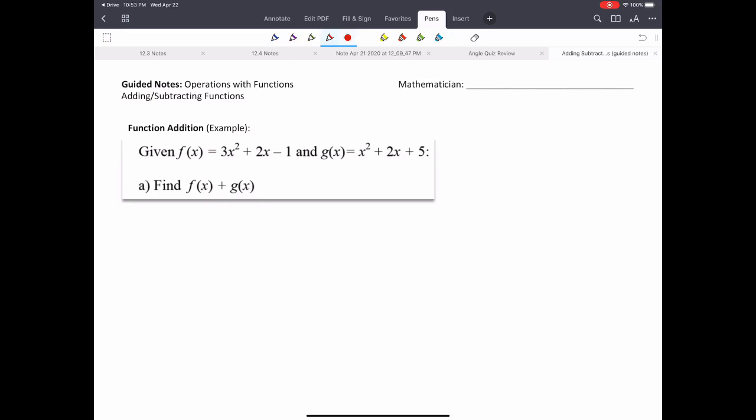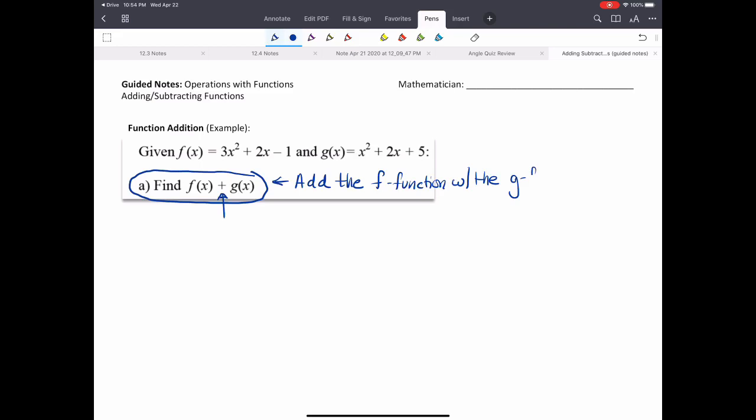And function addition, if you're looking at this problem right here, is really where you want to focus your attention first. I know there's not a ton going on here, but you'll notice there's a plus sign between these two functions. What this is basically telling us is you want to add the f function with the g function. Up here, we have our f function, 3x squared plus 2x minus 1, and then we also have our g function. We're just finding the sum of the f of x function with the g of x function.